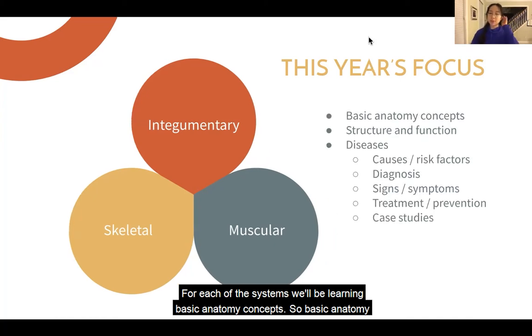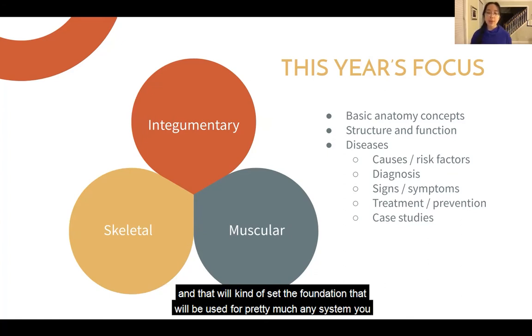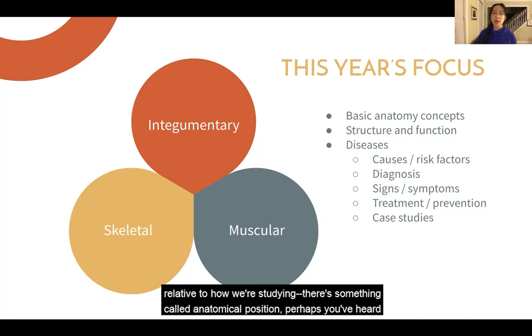For each of the systems, we'll be learning basic anatomy concepts. Basic anatomy concepts is actually a more general umbrella topic that we'll be learning in our first unit, and that will set the foundation that will be used for pretty much any system you want to learn about, whether this year or in the future. Things like, how is the body oriented relative to how we're studying? There's something called anatomical position, perhaps you've heard of that. We'll be talking about what that is, how we describe body parts in relation to each other, and how we position or section specimens.